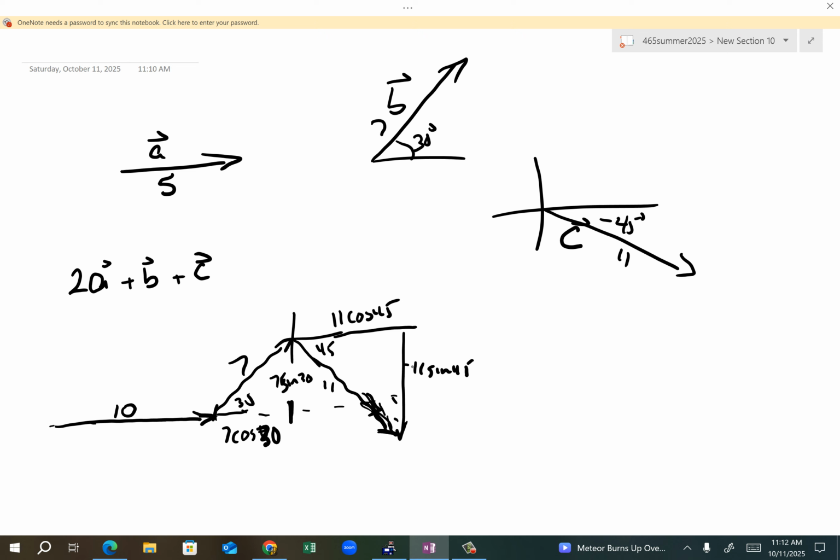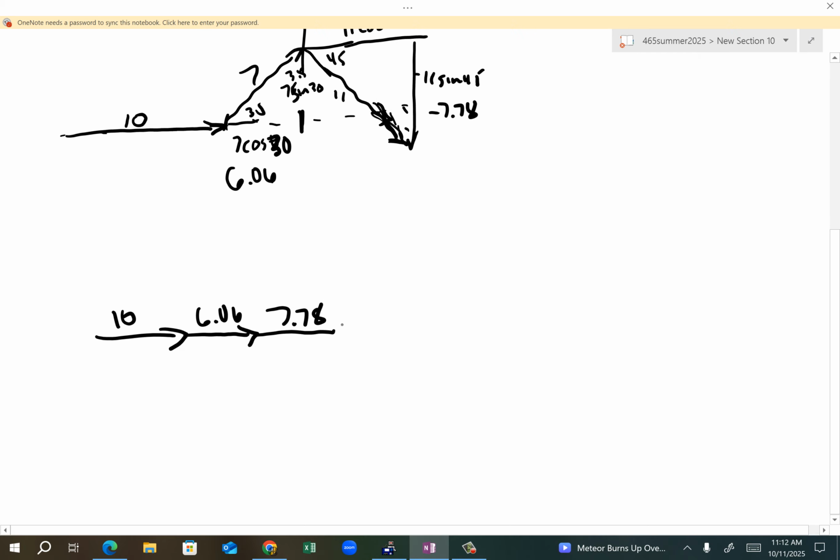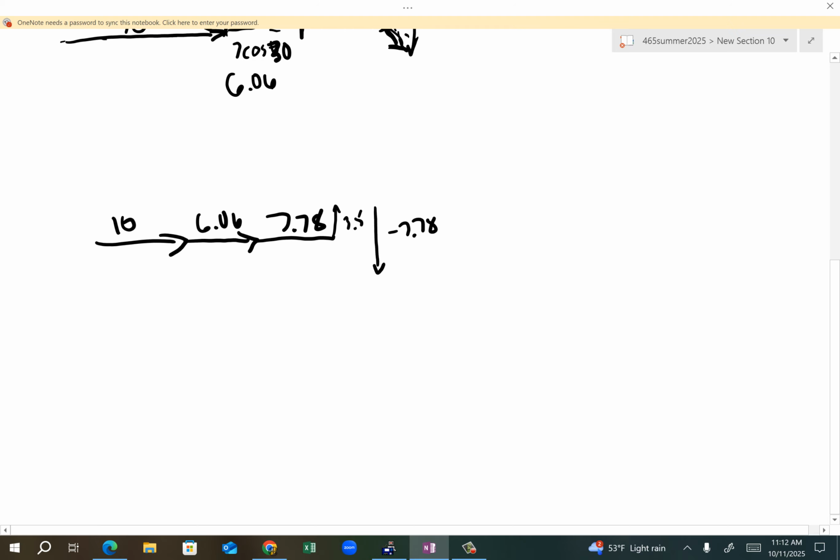7 cosine 30 is 6.06. This one is 3.5. I know that off the top of my head. 11 cosine 45 is 7.78, and then negative 7.78. That's hot. Let's do some plussing and minusing, shall we? So what did we do here? We went in this direction. We went 10, and then we went 6.06, and then we went 7.78. Up, we went 3.5. Down, we went negative 7.78. There we go.